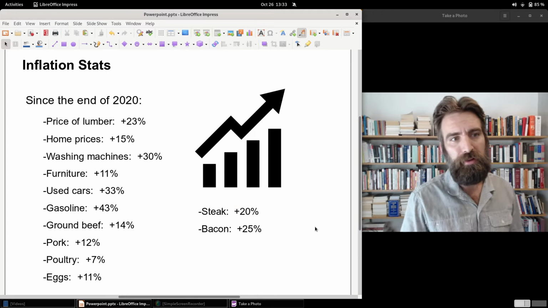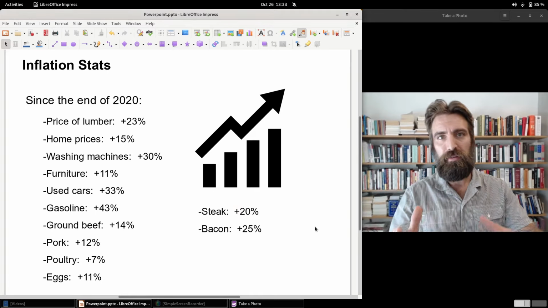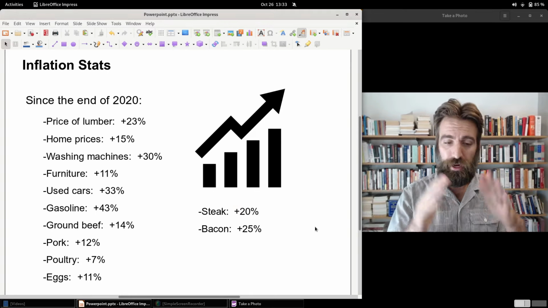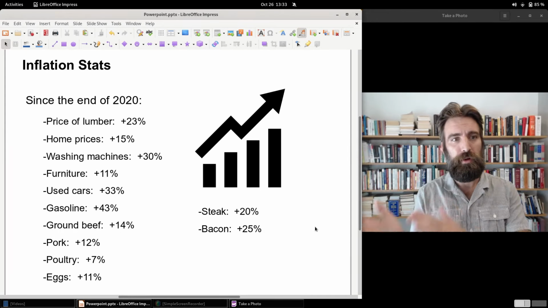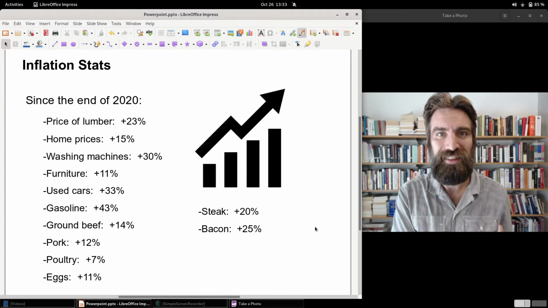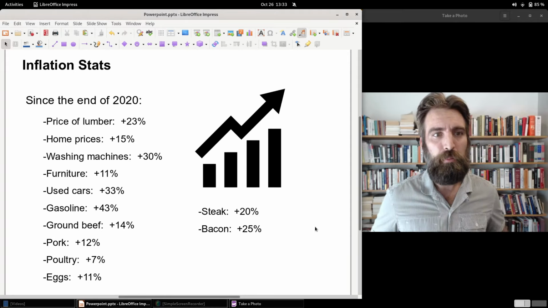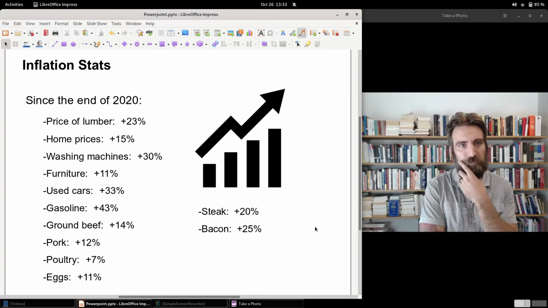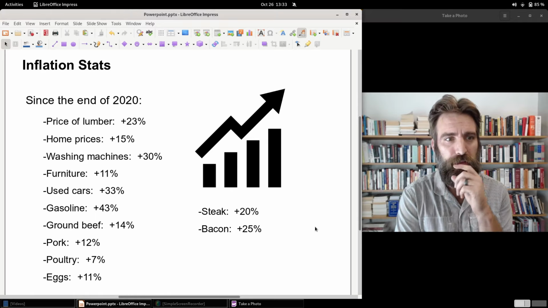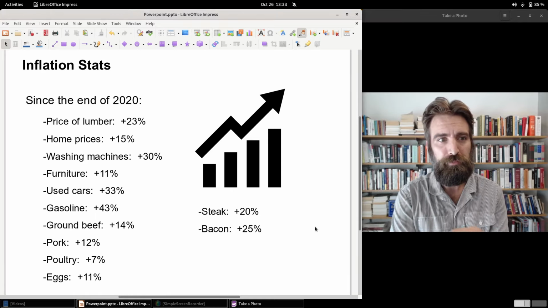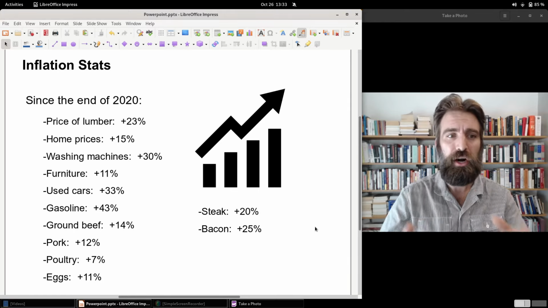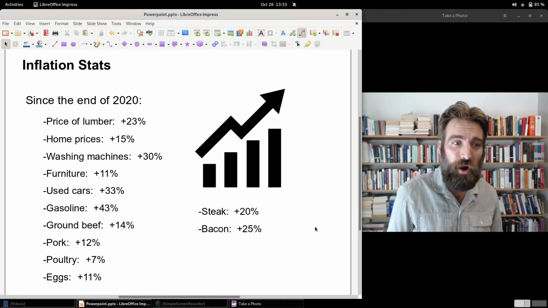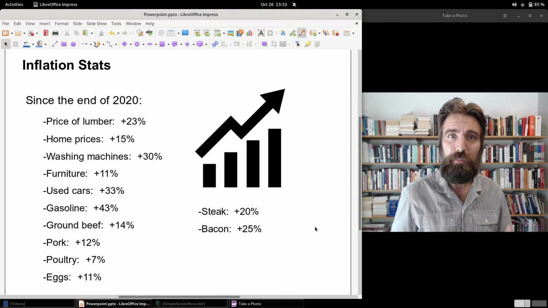And here's some other stats. These are prices from, some of these are quite astounding, actually. From the end of 2020 through today. Price of lumber up 23% since the latter months of 2020. Home prices, 15%. Washing machines, 30%. Furniture, up 11%. Used cars, up 33%.